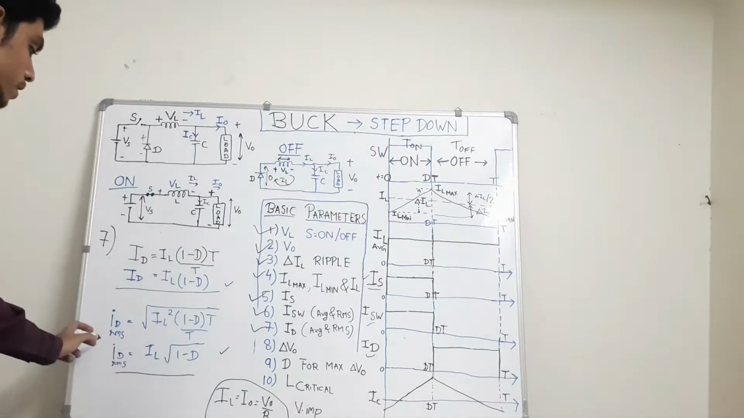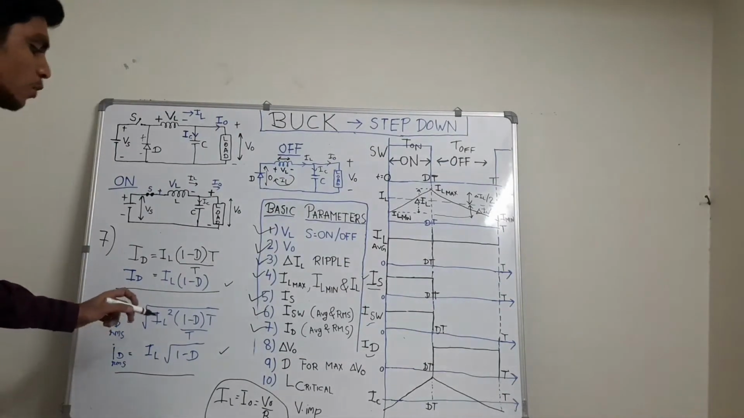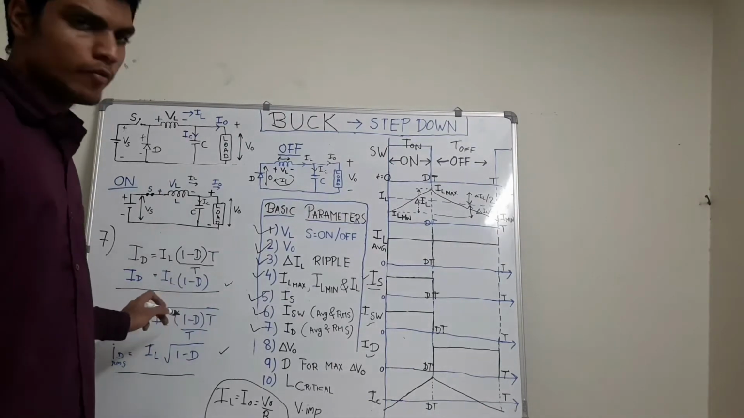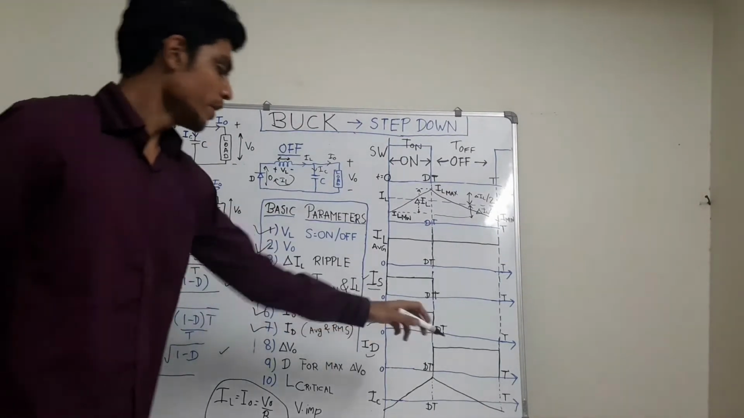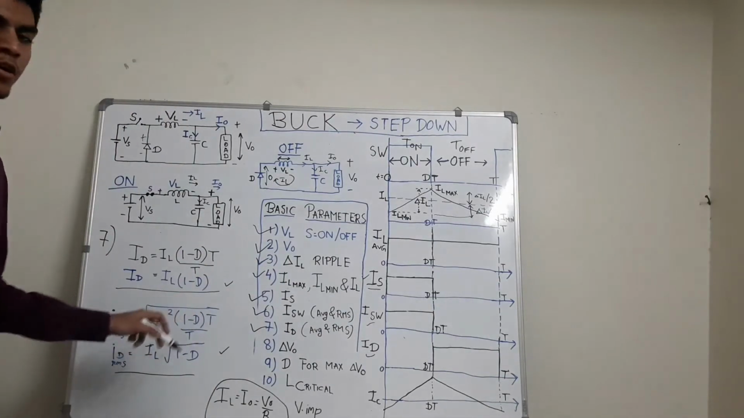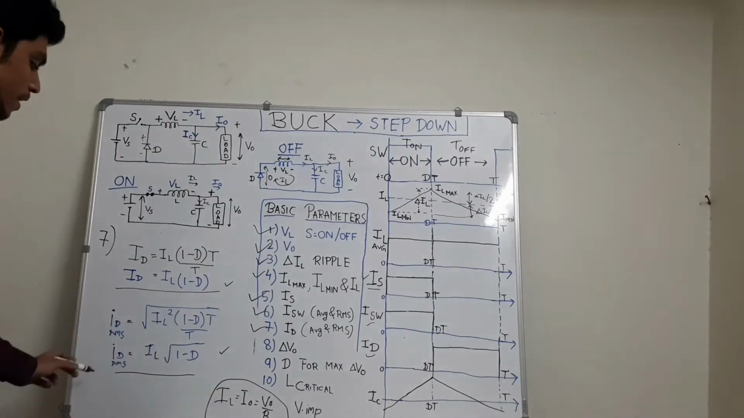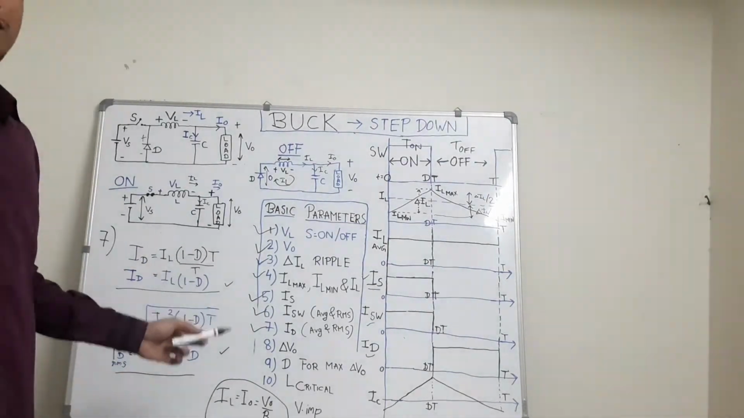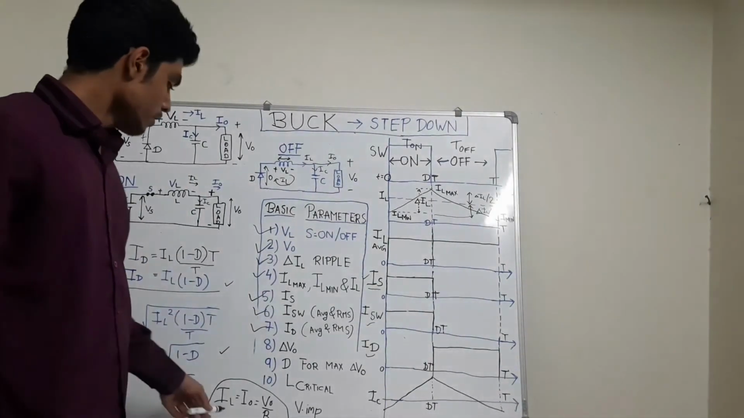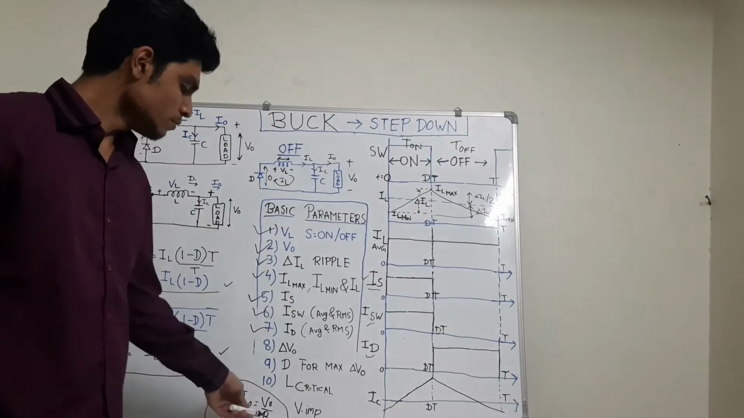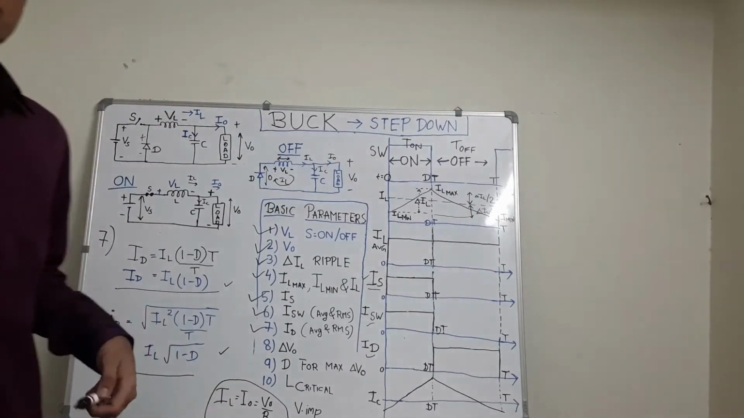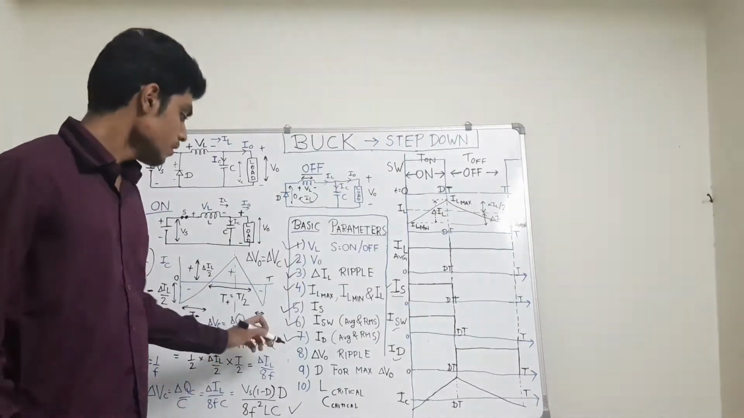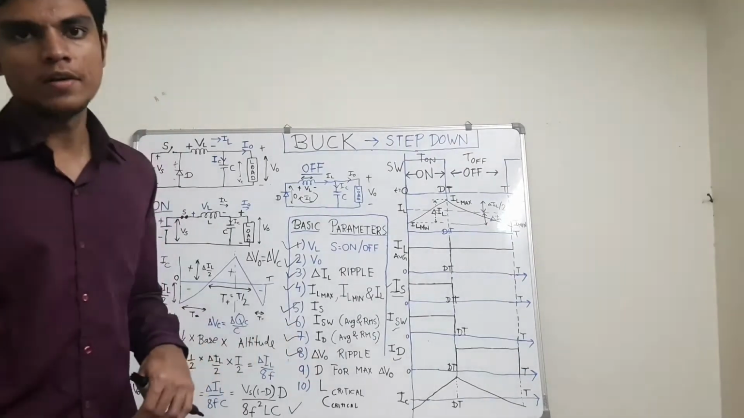RMS value of the diode current will be equal to the mean of IL square into the time for which the diode current is flowing, 1 minus d T, divided by total time. It gets cancelled and the RMS value of diode current becomes IL into root of 1 minus d. We know that for questions we will use this formula, that IL equals I naught equals V naught by R. Now let's see the 8th parameter, that is ripple in the output voltage.